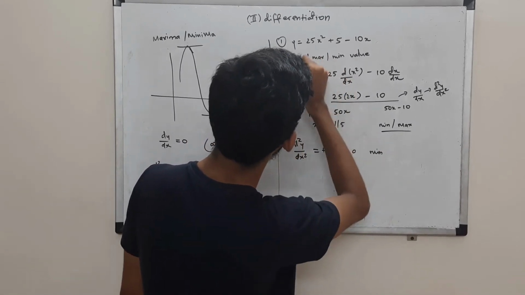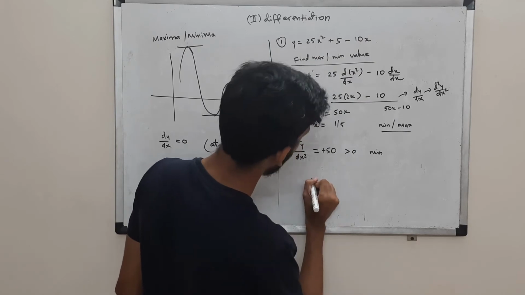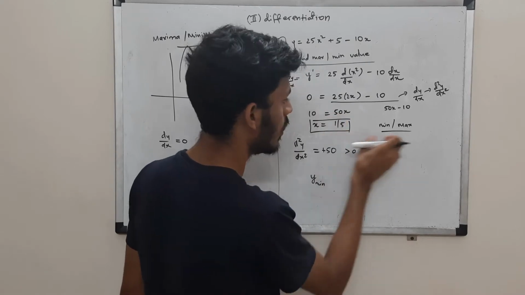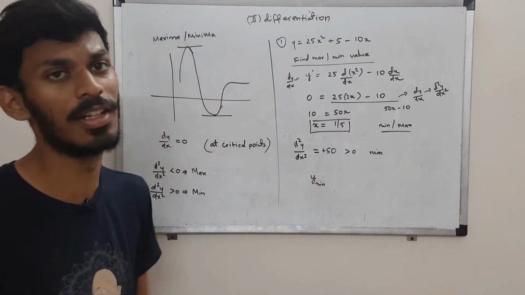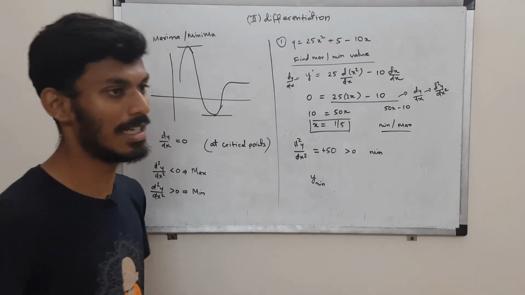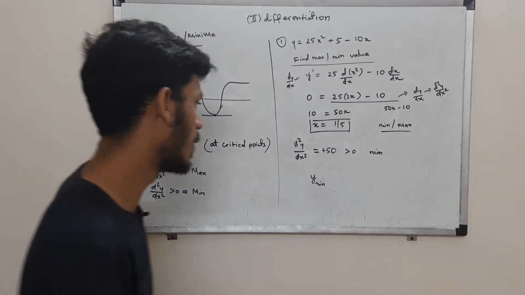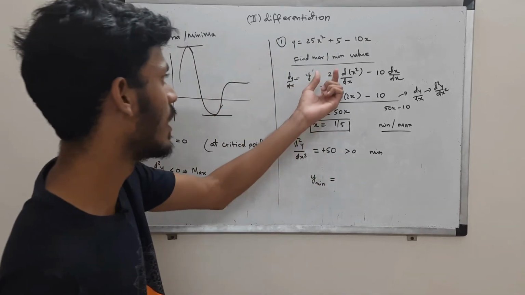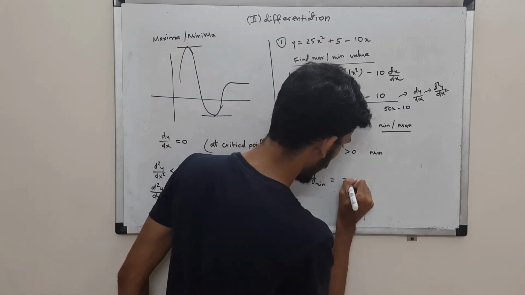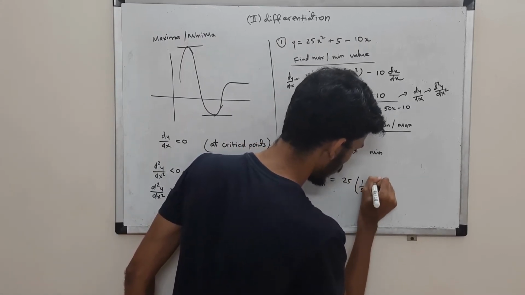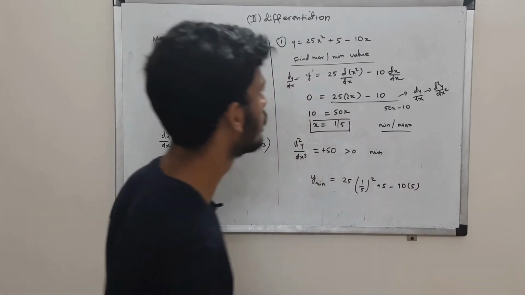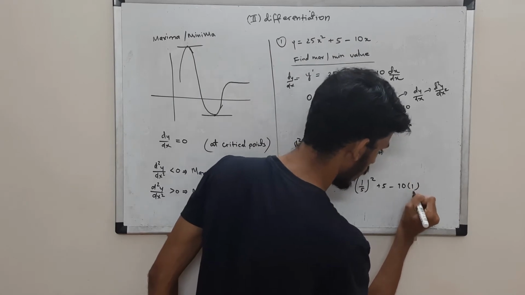So let's find the minimum value. So y minimum, so basically you have to substitute this point. At this point your function is minimum. This was just to verify whether the function is maximum or minimum, because you don't know. This is the test for checking that. So minimum y will be given when you substitute x is equal to 1 by 5. So 25 into 1 by 5 square plus 5 minus 10 into 1 by 5.